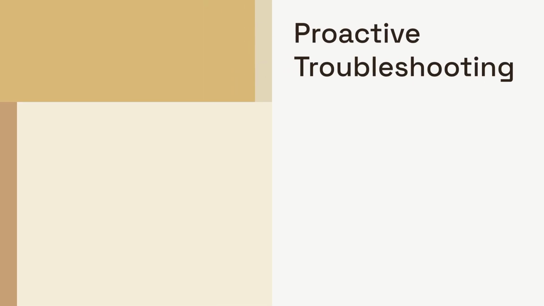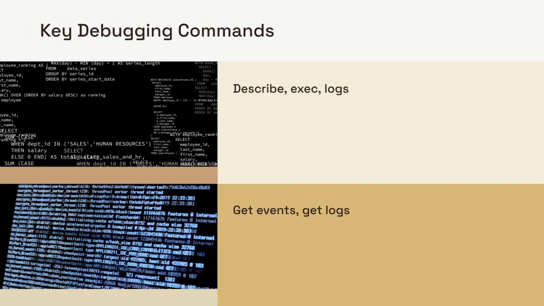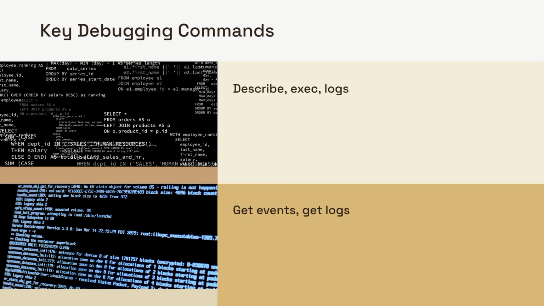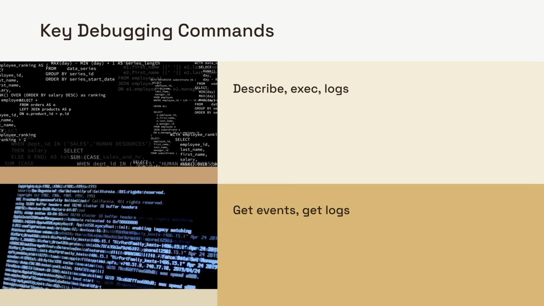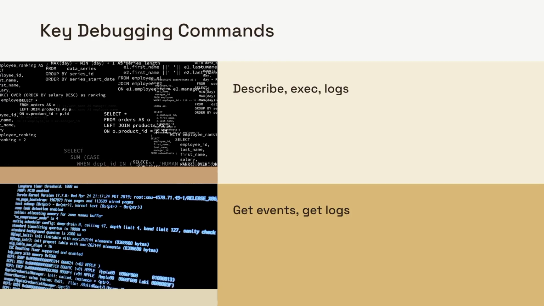Mastering reactive fixes is great, but becoming proactive is the key to minimizing deployment disasters. Always review your configuration before applying. Remember these vital debugging commands: kubectl describe for object details, kubectl logs for application output, and kubectl exec to run commands inside a running container.